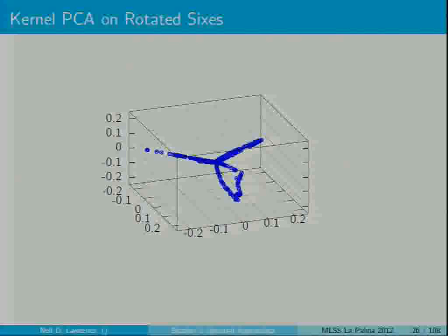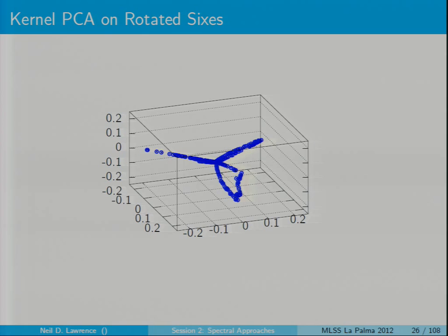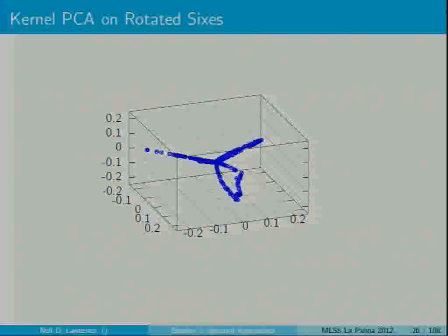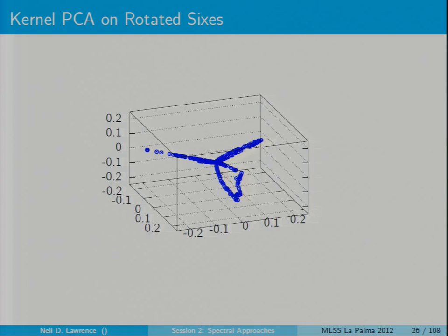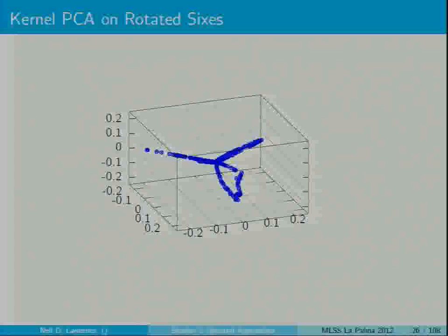And why is it doing that? Because these data points are actually similar. As we go around this thing here, we're going around the rotation of the rotated sixes. So these guys are actually similar. So they're not embedded square root of 2 apart. But this guy is trying to be square root of 2 apart from this guy, and square root of 2 apart from this guy, and so on and so forth.